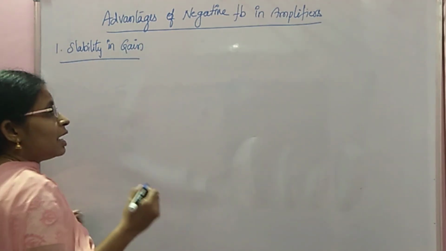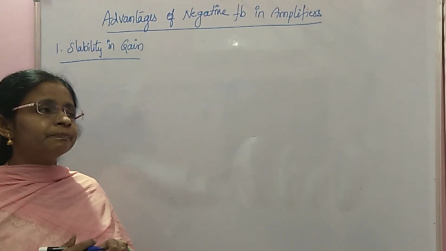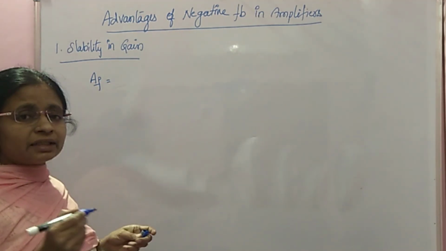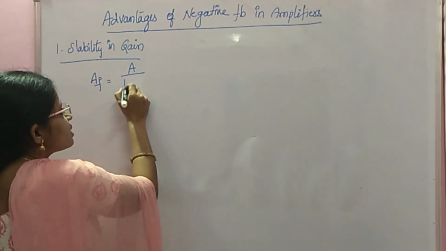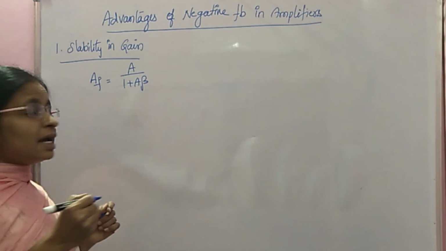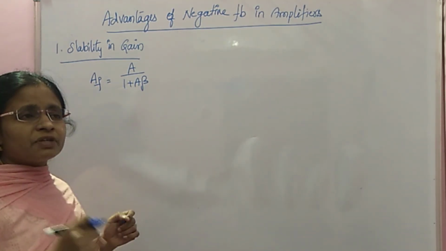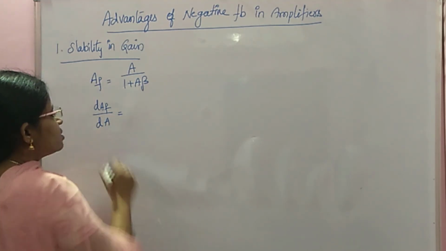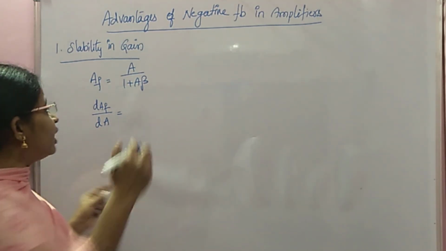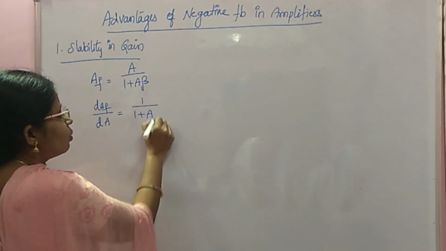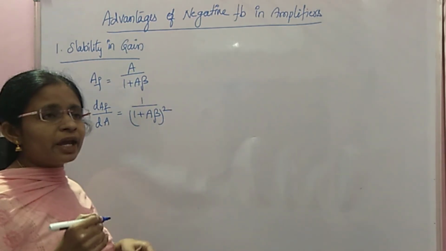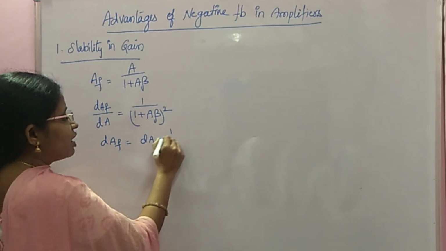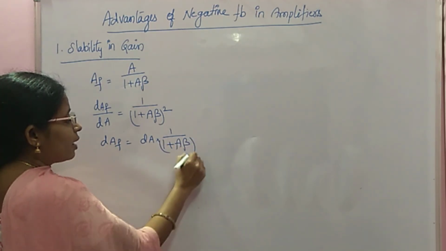Okay. I'll explain the stability in gain concept in detail. Yes, the gain with feedback. For negative feedback, the gain with feedback AF is equal to A by 1 plus A beta. Now, differentiate this total expression with respect to A. If you differentiate, you are going to get 1 by 1 plus A beta whole square. Now, just take dAF is equal to dA into 1 by 1 plus A beta whole square.